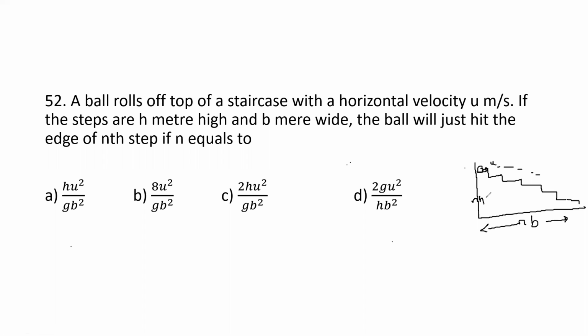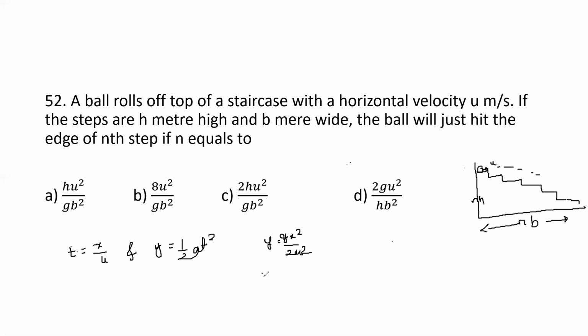Okay, so here given, a ball rolls off top of a staircase with a horizontal velocity u meter per second. If the steps are h meter high and breadth is b meter wide, the ball will just hit the edge of nth step if n equals to. As it is a trajectory motion, we can take the formula for t: time is equal to distance traveled divided by velocity. This is for horizontal projectile, and for vertical projectile we can write y is equal to 1 by 2 at square. By using the equation of trajectory, y is equal to x tan theta minus gx square by 2u square. In that, we will get y as gx square divided by 2u square.